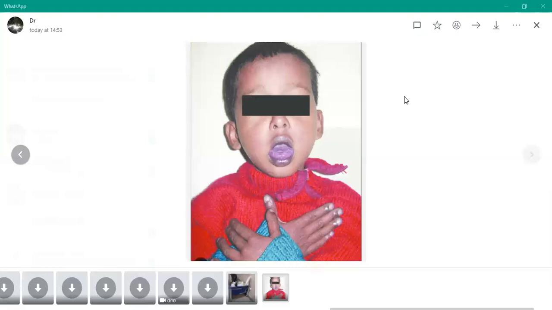Okay, and S2 is... Yeah, S2 seems to be a bit prolonged, harsh. I mean S1, S2, S2 is split, P2, A2 is split. Yeah, the pulmonic component is a bit harsh. Okay, now I would like to check his liver.